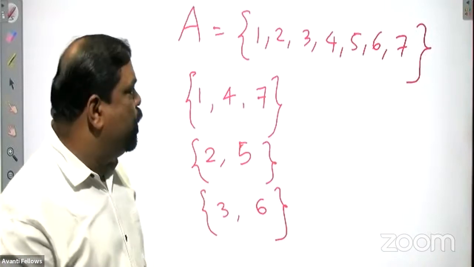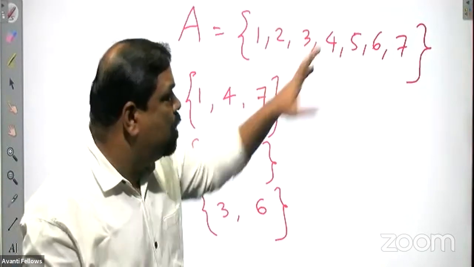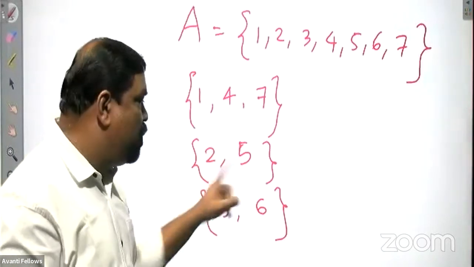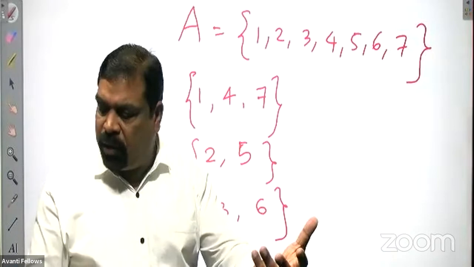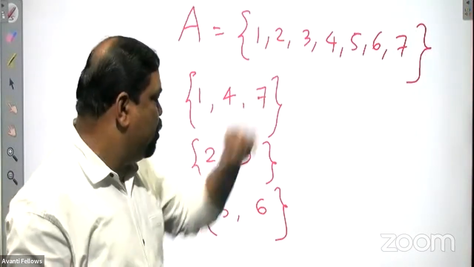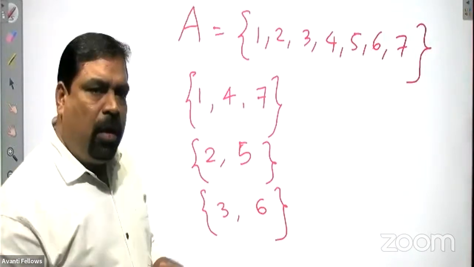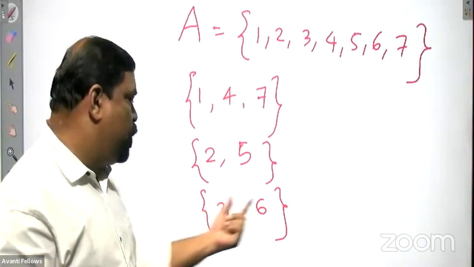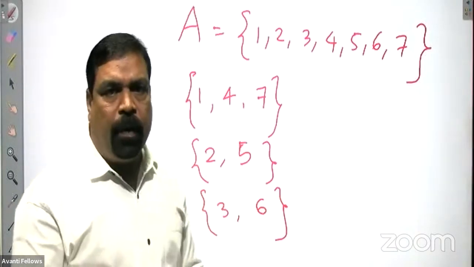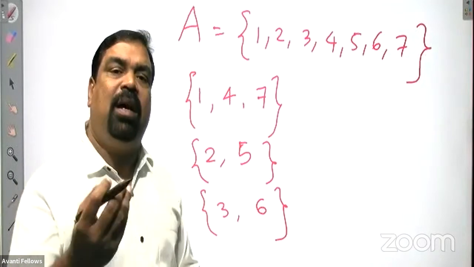Clear? Now you take another element, say 2. Then the other element of this set which is related to 2 is 5 only. So 2, 5 is a different set. Now take another element, that is 3. Then the other element related to 3 is 6 only. So 3 and 6 form a different set. These three sets are known as equivalence classes.